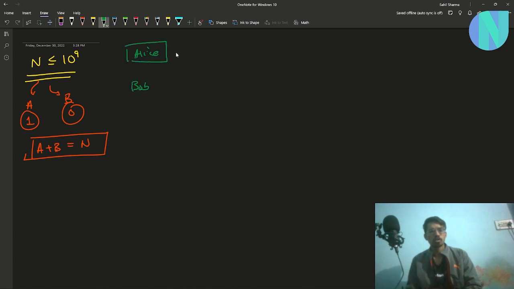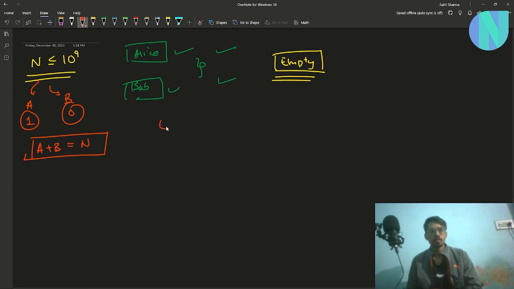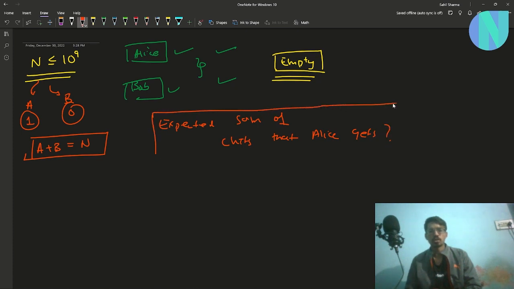First, Alice will take out a chit from the bag at random, then Bob will take out a chit, and they will keep alternating turns until the bag gets empty. So they will play a game like that, and we have to answer what is the expected sum of chits that Alice gets. Right, so that is the problem. Alice and Bob will take out chits at random one by one from the bag, and we have to answer the expected sum of chits that Alice gets.